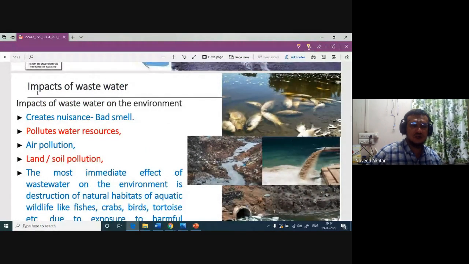Impact of wastewater or sewage on the environment. If you directly dispose of or leave the water into our water bodies, then that will affect the various organisms living in the water, and also the water we use from the pond, river, or lake will be contaminated.